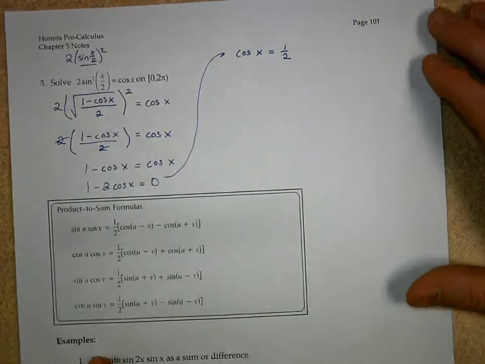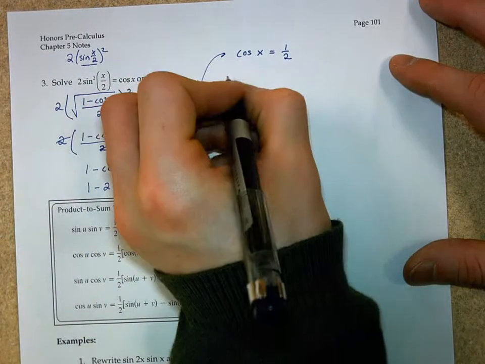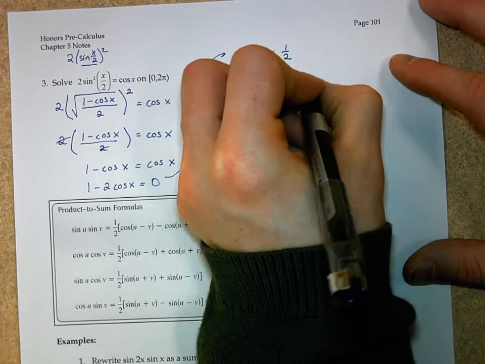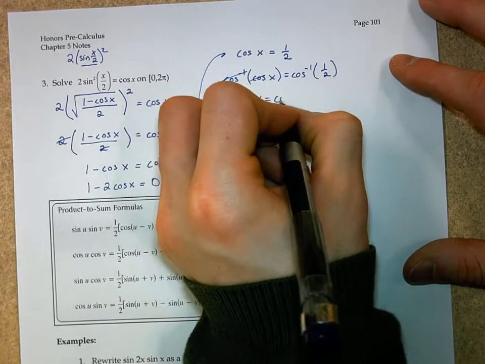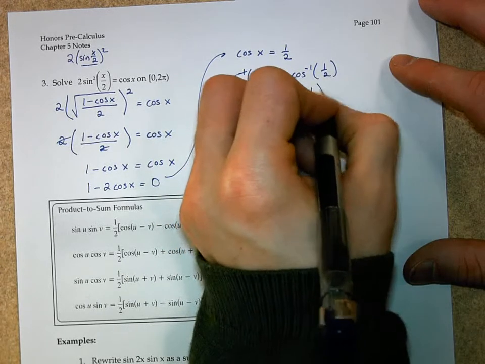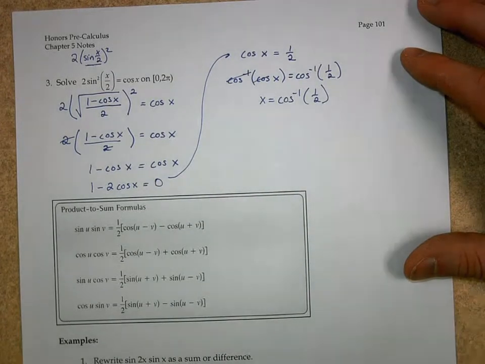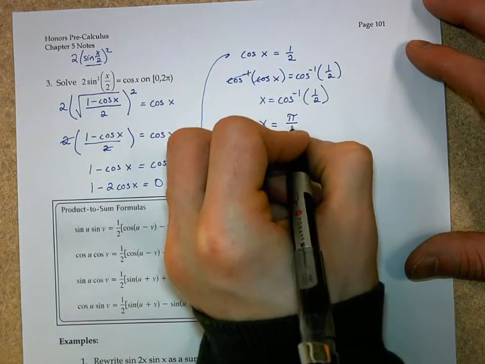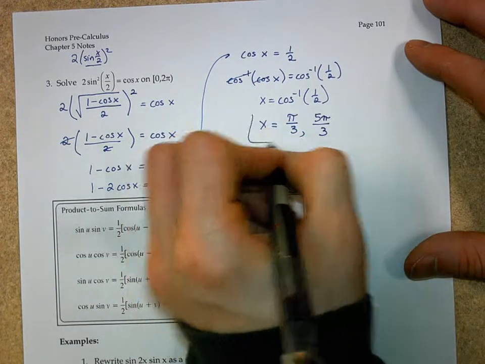Now we're to the exact same place that we've been so many times in this chapter. To get x by itself when I've got a trig function, I'm going to take the inverse trig function to both sides. So x is equal to cosine inverse of 1/2. What two quadrants is cosine positive? It's going to be the first and the fourth quadrant. And the two angles that produce an x value of 1/2 are pi over 3 and 5 pi over 3.